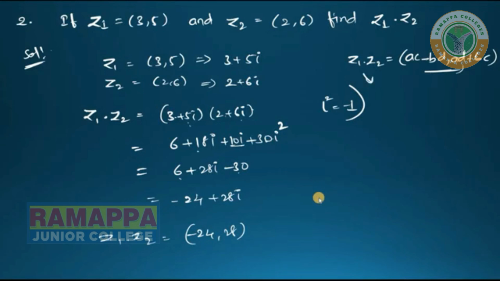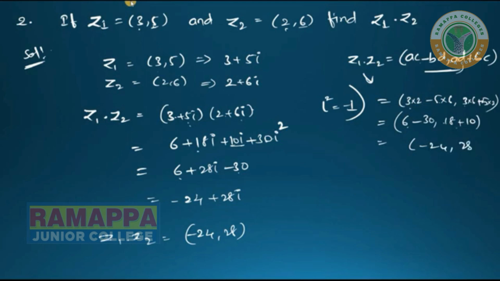Now let us look at this also. z1 into z2: here A into C, 3 into 2, minus B into D, 5 into 6, comma AD plus BC. A into D means 3 into 6, plus 5 into 2. So 3 into 2 is 6 minus 5 into 6 is 30, comma 3 into 6 is 18 plus 5 into 2 is 10. So it will also become (-24, 28).